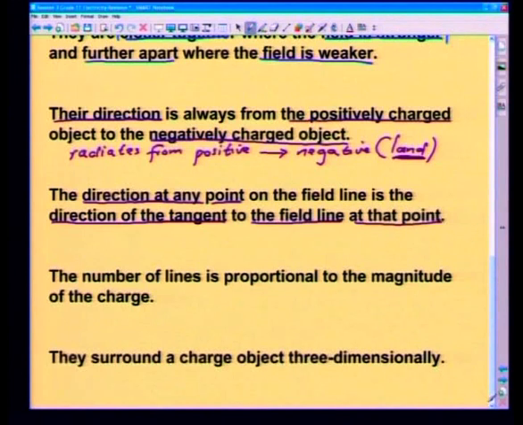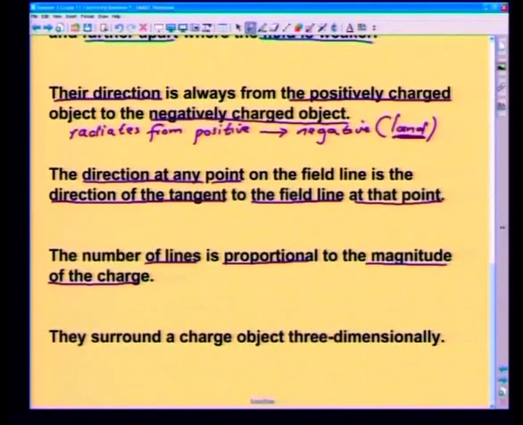The number of lines is proportional to the magnitude of the charge. So the more field lines we have, the bigger that charge is. The fewer field lines we have, the smaller that charge.